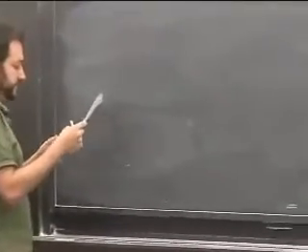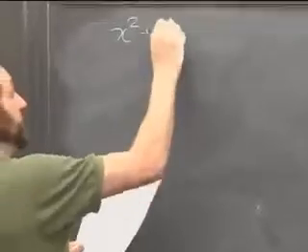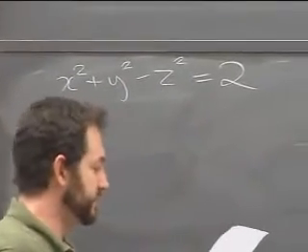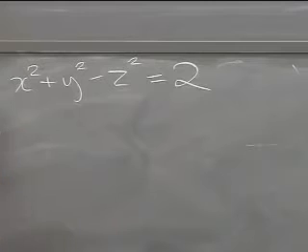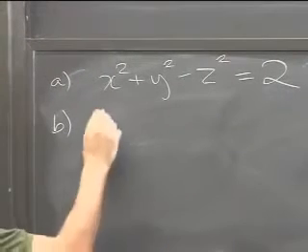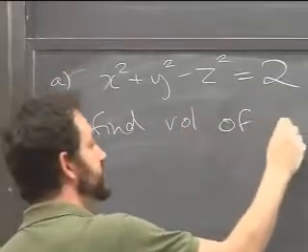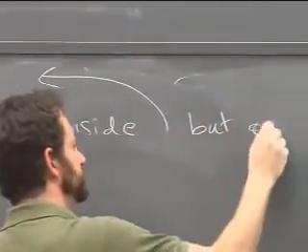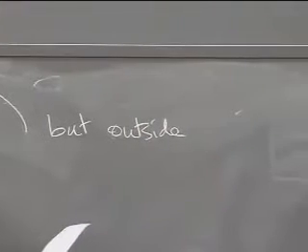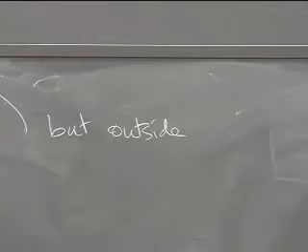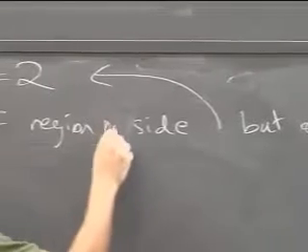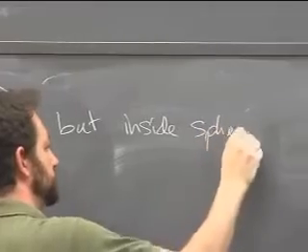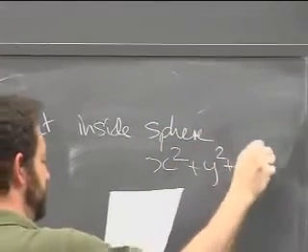First of all, you had to sketch x squared plus y squared minus z squared equals 2. So that's part A. Part B is compute the volume of the region inside here, but outside this, no, I'm sorry, I've got it wrong. Outside here, but inside the sphere x squared plus y squared plus z squared equals 4.